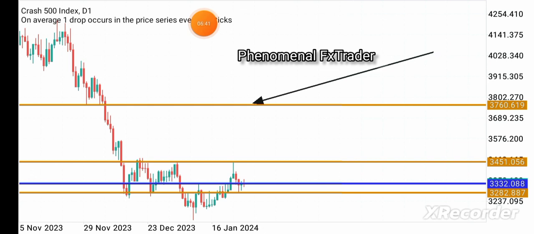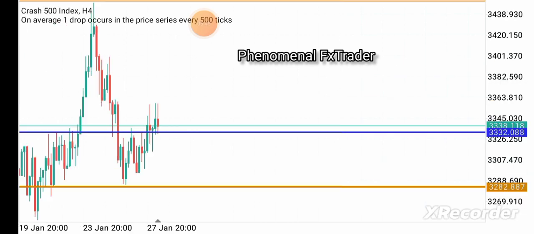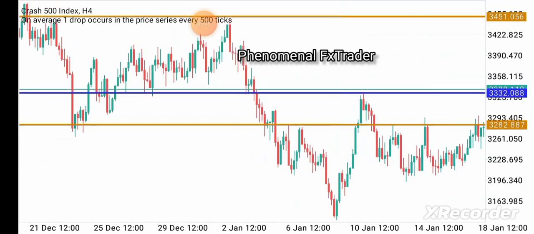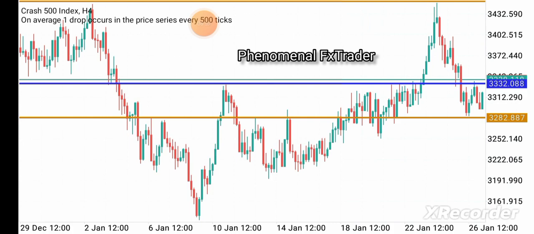So let's go down to the 4-hourly time frame. Okay, we marked out the key level on the 4-hourly time frame, and you can see those places. You can see how the market reacted to the level where we just marked with the blue line, which is a 4-hourly time frame key level.